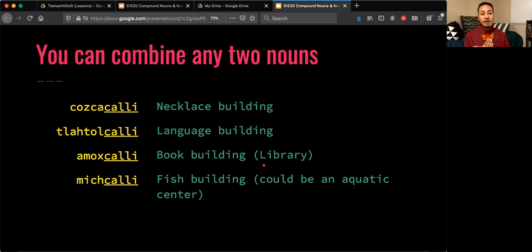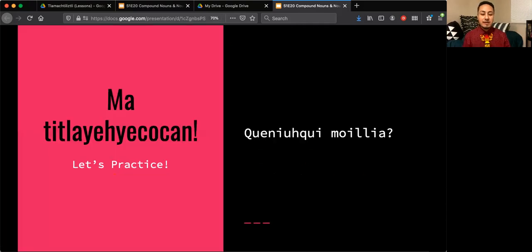But this is one of the ways that they say library in Nahuatl. So this is another way to say library, amoxcalli. Now, I think there are other ones, but this is a very common word, amoxcalli. Michcalli, let's say you had an aquatic center or somewhere where you saw all kinds of different types of fishes, etc. You could call that potentially a michcalli. So you see, all right.